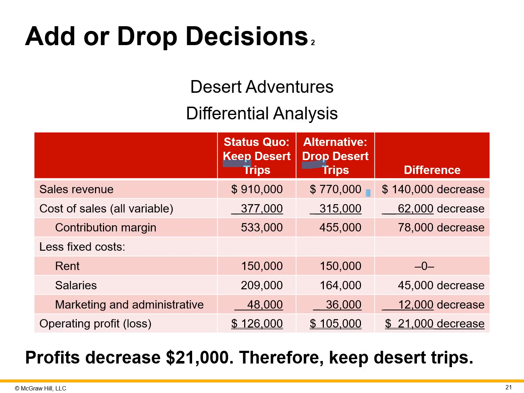But here we see that rent is going to be the same. So whether we keep this line or we drop it, we're still paying $150,000 in rent. Salaries go down, marketing costs go down. So again, most costs and the revenue go down, but the rent stays the same. So when we crunch the final numbers, the company makes $126,000 in profit if they keep the desert trips, but we only make $105,000 if we drop the desert trips. So we lose $21,000 in profit if we stop doing desert trips.